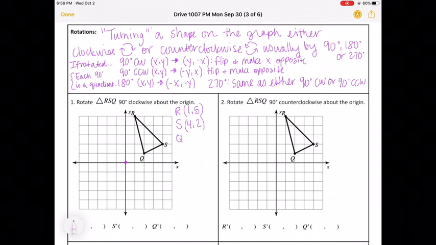And Q is 2, 1. So again, double check them, make sure those are right.